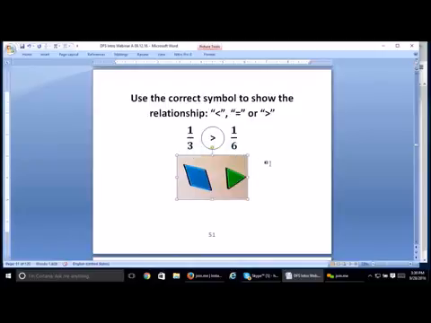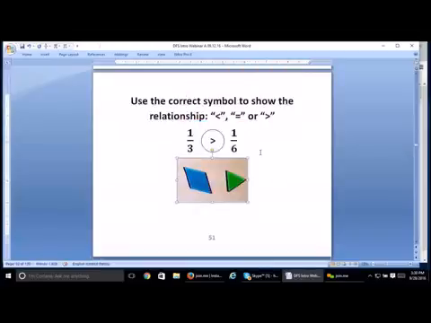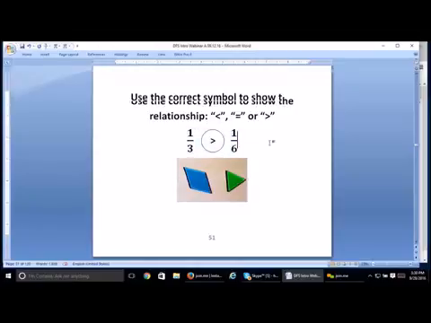So if you give them a couple of examples, then we can generalize, or you can get them to generalize, that in comparing unit fractions, the one with the smaller denominator is larger. Remember, a unit fraction has a 1 in the numerator. These are unit fractions. The one with the smaller denominator is larger.